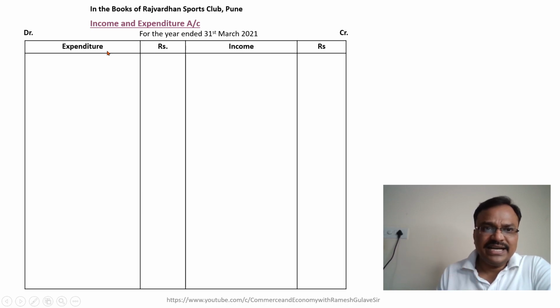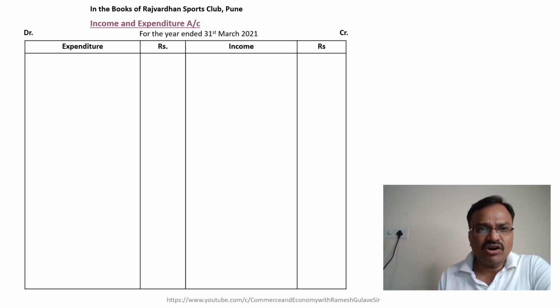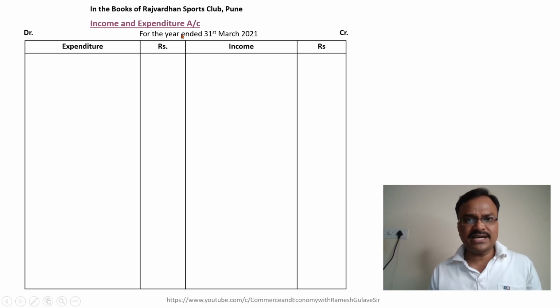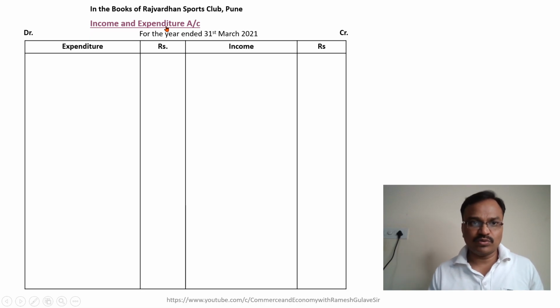See friends, the income and expenditure account is prepared on the same lines as a profit and loss account because all expenses and losses are recorded on the debit side and all incomes and gains are recorded on the credit side. So this is the format of income and expenditure account. Now you can pause the video and prepare this format in your notebook.